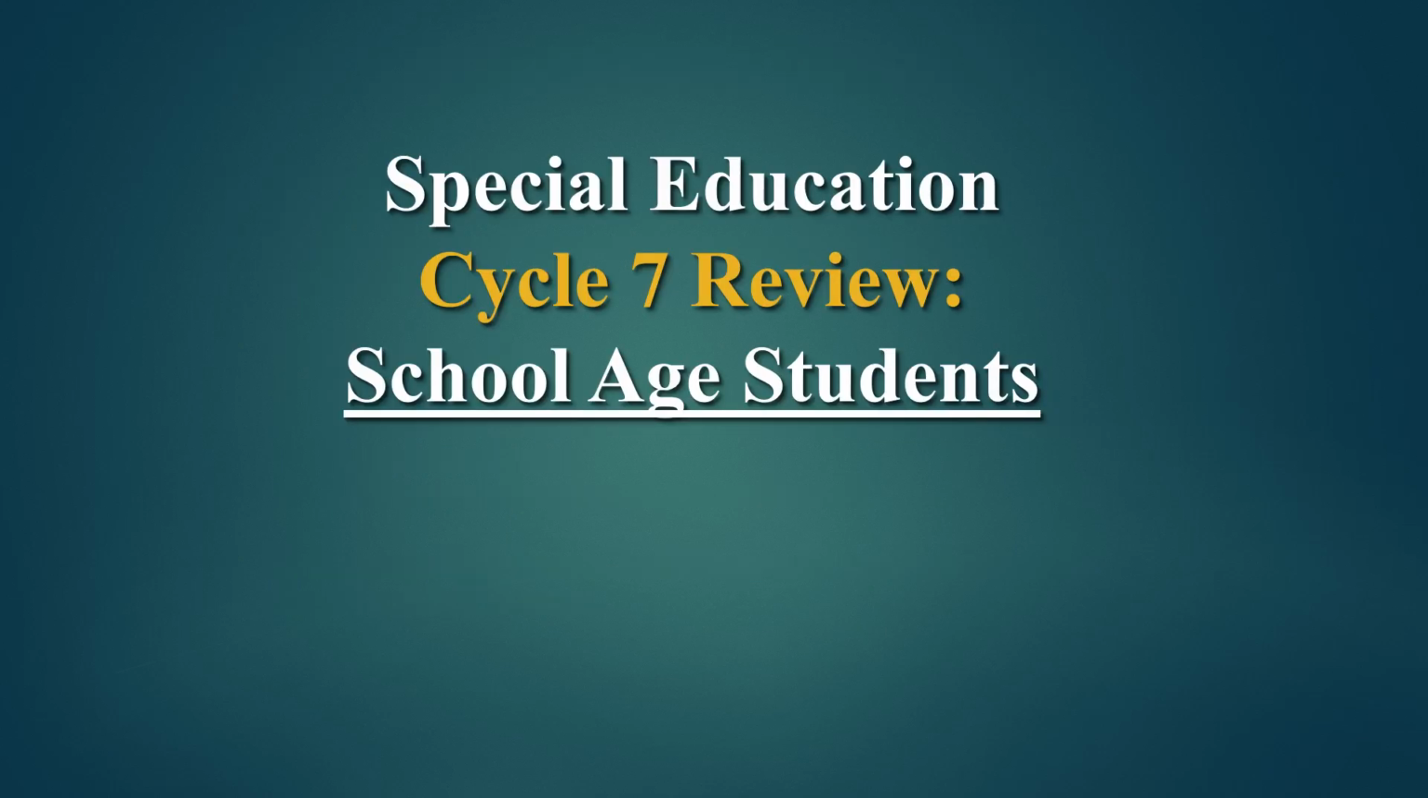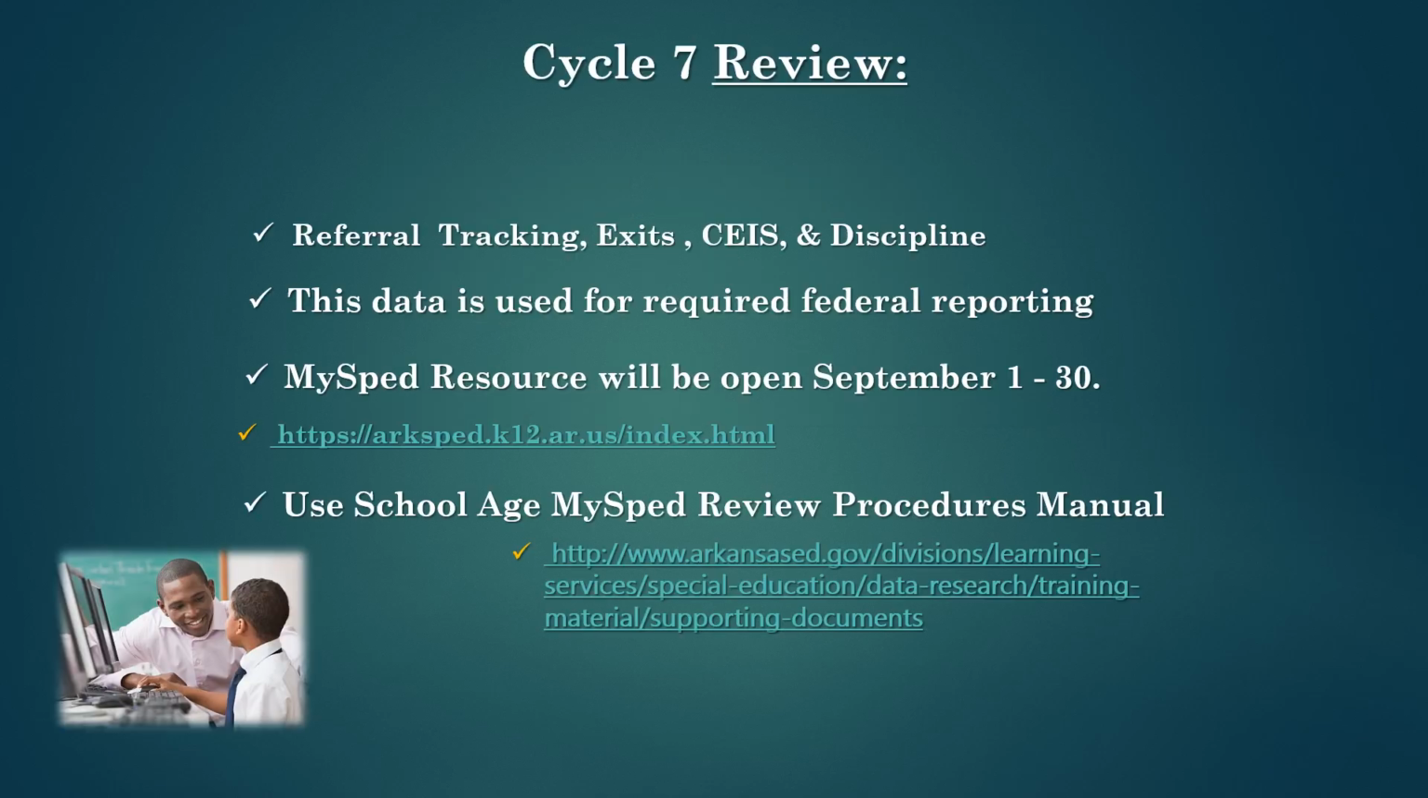This half of the presentation will cover Cycle 7 review for the school-age students. All data for Cycle 7, including referral tracking, exits, CEIS data, and discipline data, must be submitted by June 15th. You will then have the month of September to review what has been pulled for Cycle 7 in the MySped resource application, accessible through the special education website. There is a procedures manual, mostly in bullet format, to aid you in making sure you have reviewed all areas and addressed all errors.